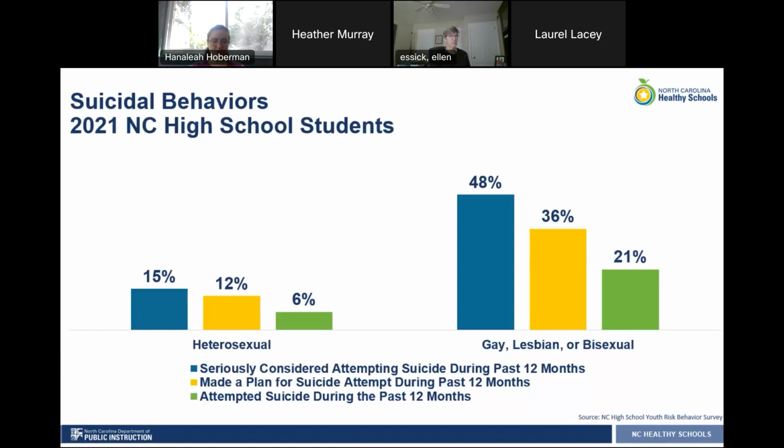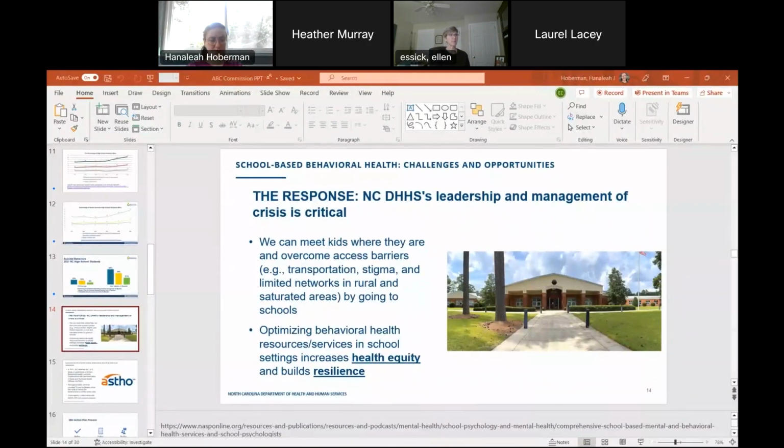Made a plan for suicide during the past 12 months, heterosexual students are at 12%, gay, lesbian, and bisexual students are at 36%. And then actually attempting suicide, this is one that's important to note, is that 6% of our heterosexual students said they actually attempted suicide, but 21% of our lesbian, gay, and bisexual students. So again, some real significant differences there, and that also helps us drive some of our programming to support these youth. I'll let Hanalea pick it back up here.